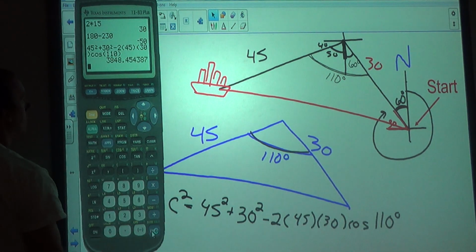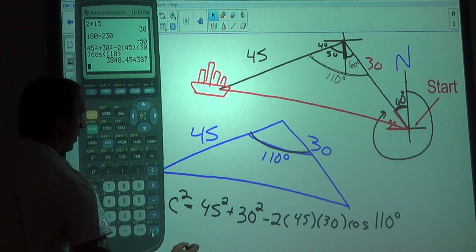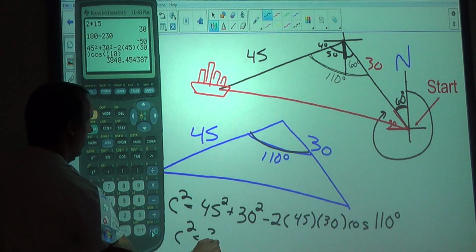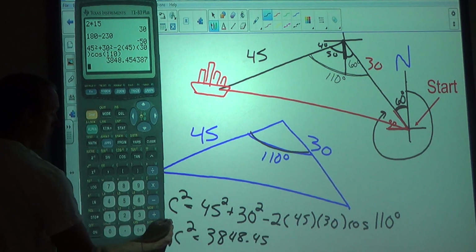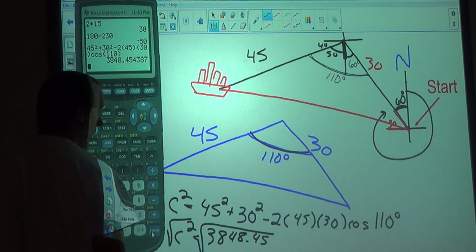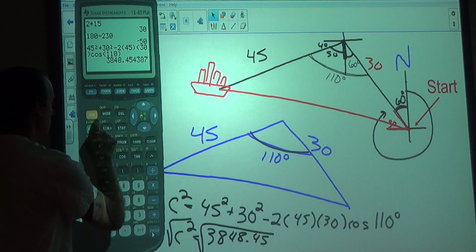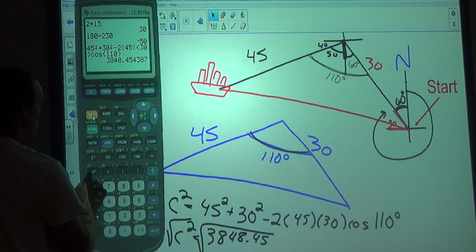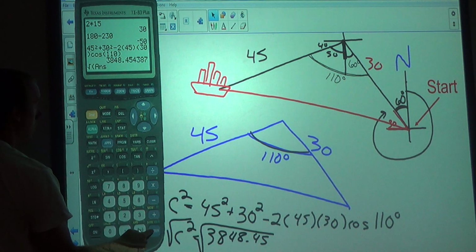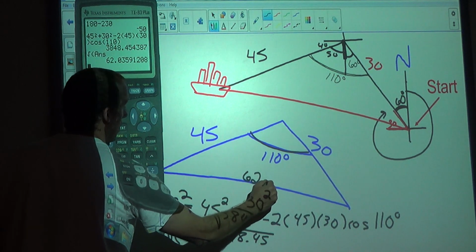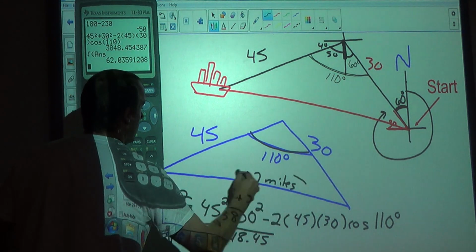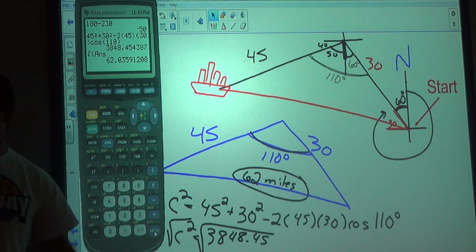Okay, and then I hit enter. And now I get a big number. So c squared equals 3,848.45. But you always got to do the square root at the end. So then my answer will be second square root, second answer. And then my distance would be 62 miles. So it's 62 miles away from where it started.